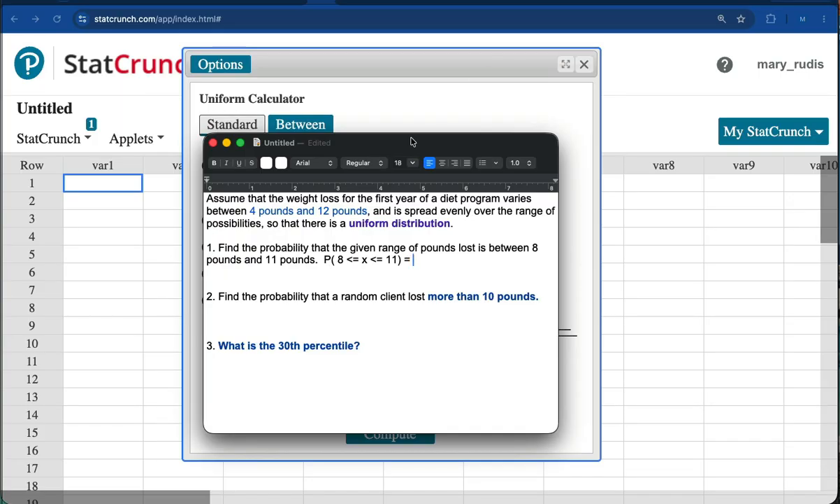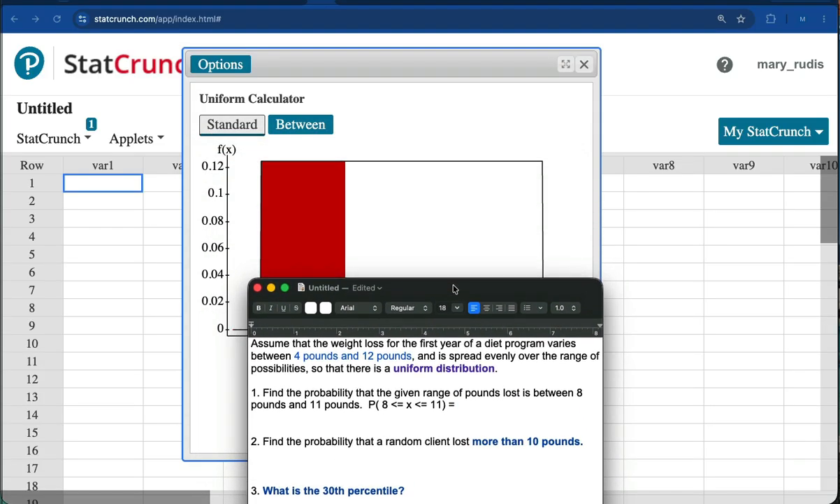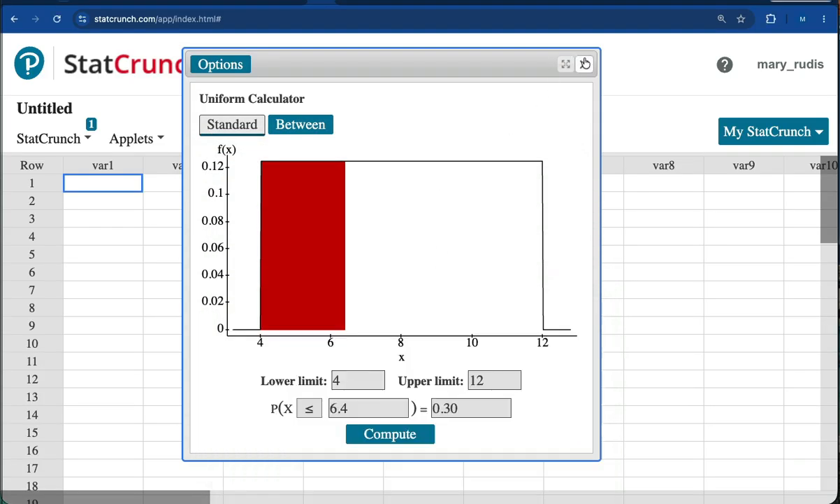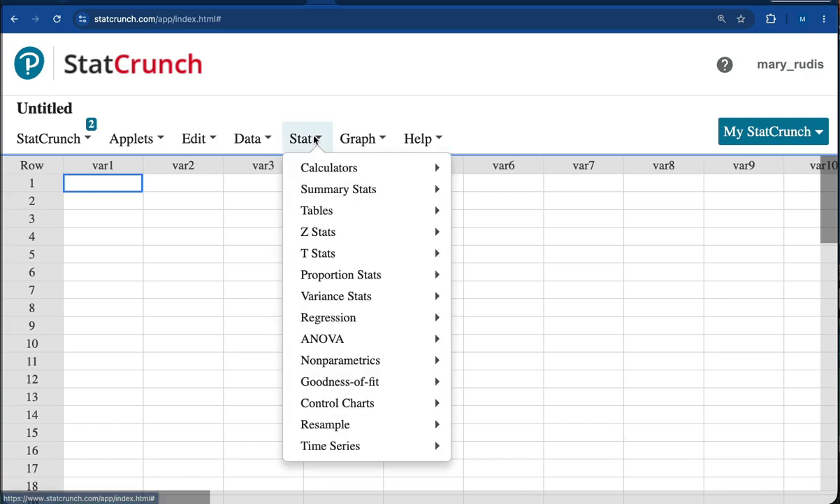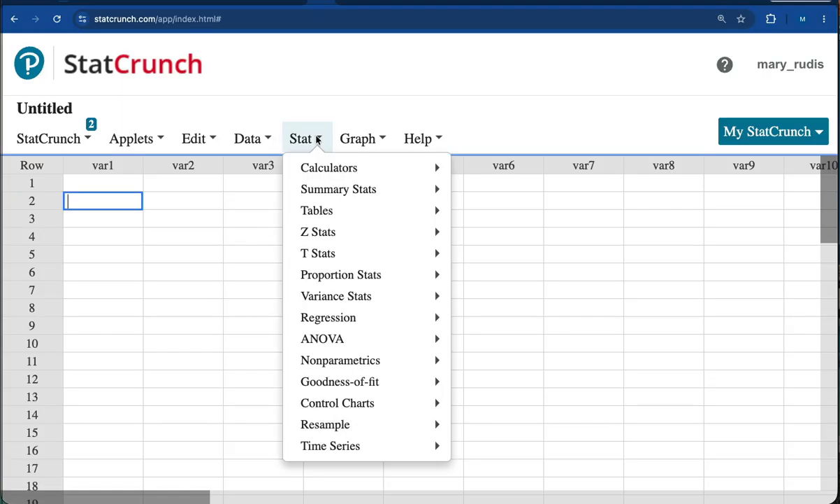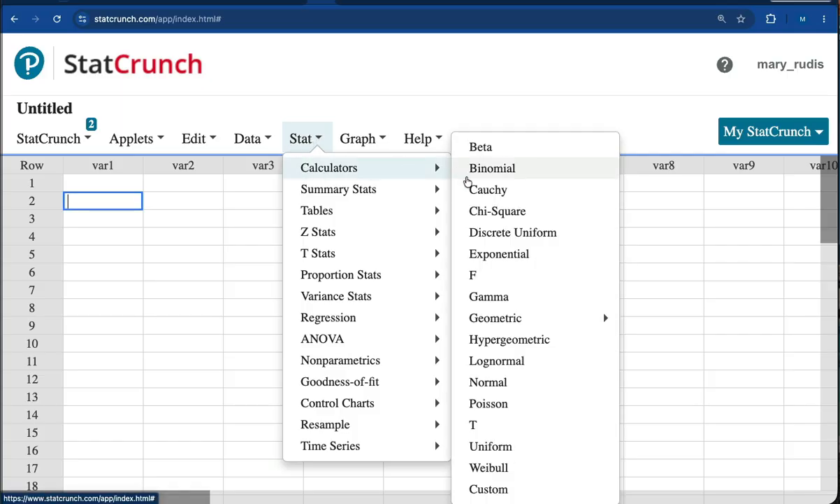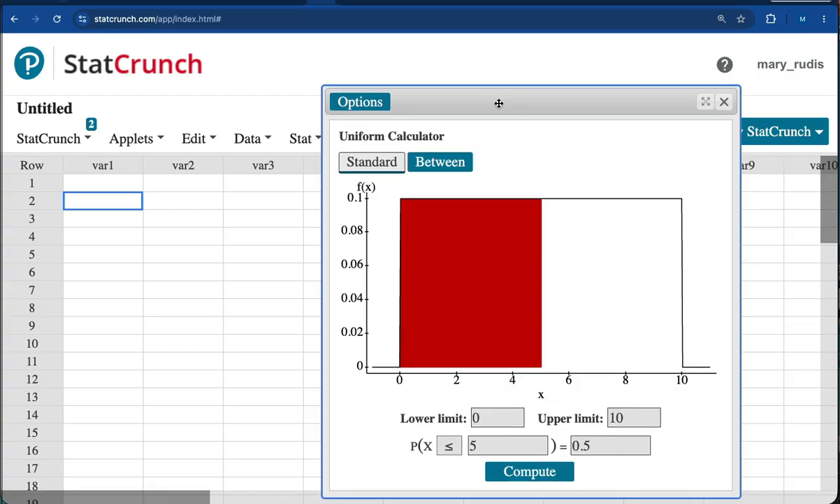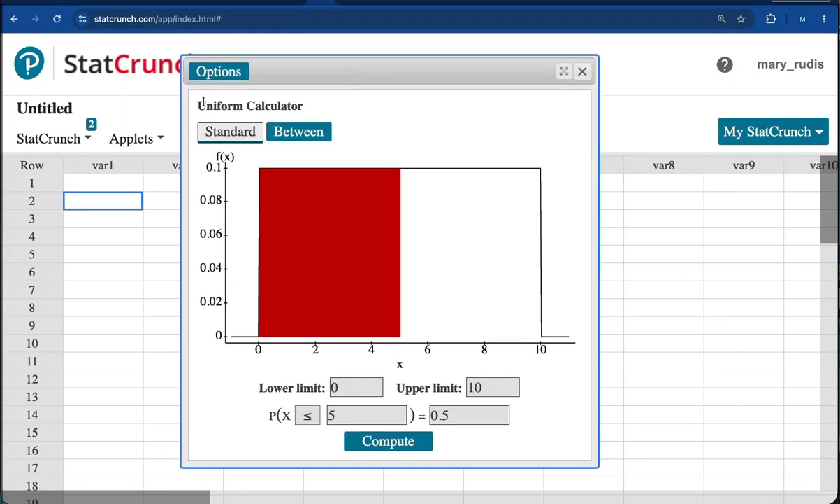So the first thing that we need to do is find that uniform calculator. I'm just going to close out of that and let's go. This is our StatCrunch window. Notice there's nothing here, it's just blank, so I'm just going to be using it as a calculator. We want to go to the Stat menu, go to Calculators, and this time we want to go all the way down to the word Uniform. In front of us here is the uniform calculator. Make sure that it says that at the top.